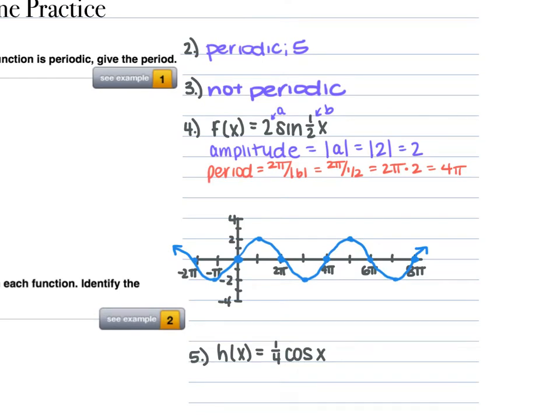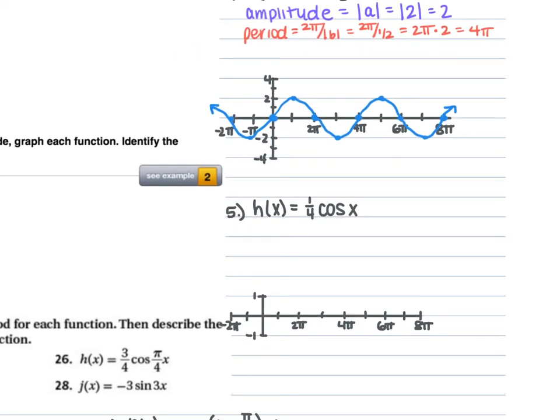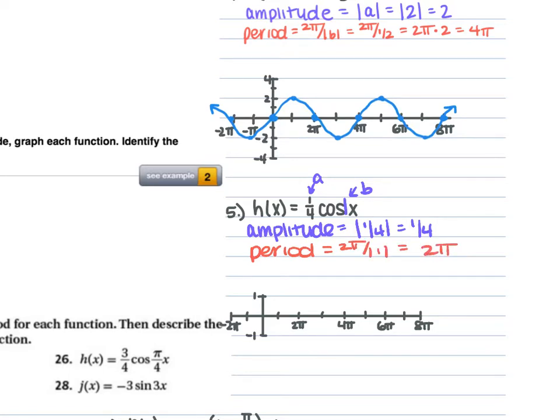For 5, we have h of x is equal to 1/4 cosine x. So our amplitude is the absolute value of that 1/4, which is 1/4. The cosine x means cosine 1 times x, so that 1 is your b. So our period is 2 pi over the absolute value of 1, which is just 2 pi.